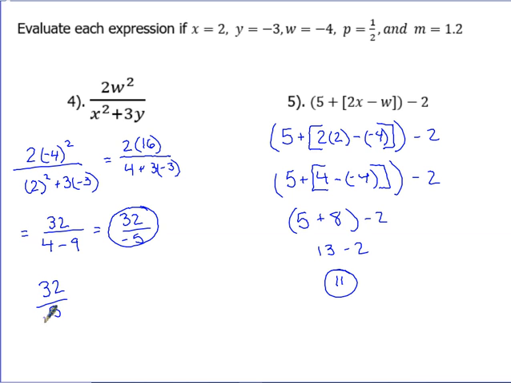If I write it this way, or this way, or this way, all three of these mean the exact same thing. Okay, so it really doesn't matter whether you write it with the numerator, the denominator, or just out in front of the fraction. They all mean the same thing.